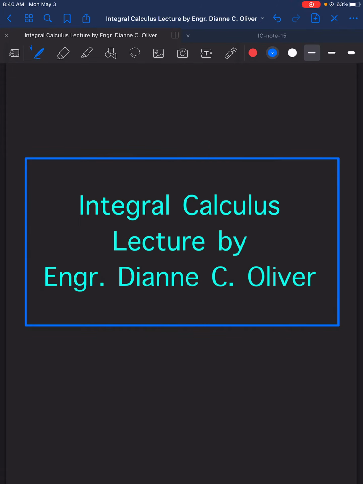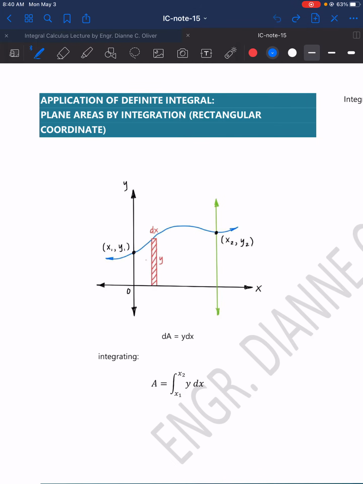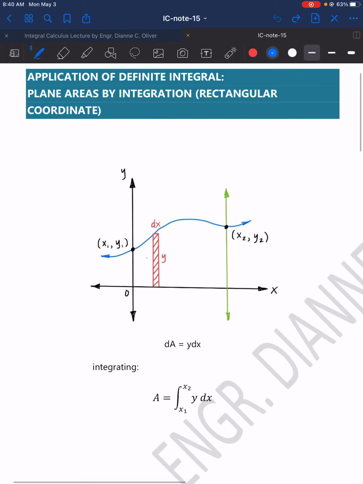Let's have our lecture video in integral calculus with the topic Application of definite integral: plane areas by integration in rectangular coordinates. Now, let's consider this drawing here.